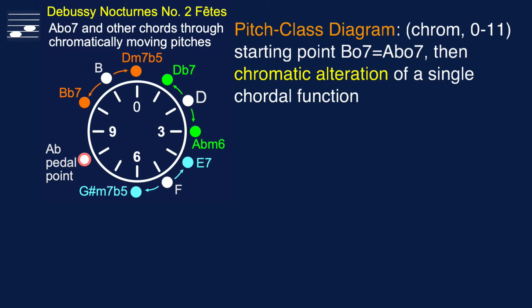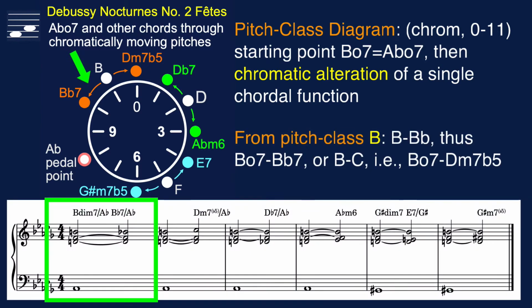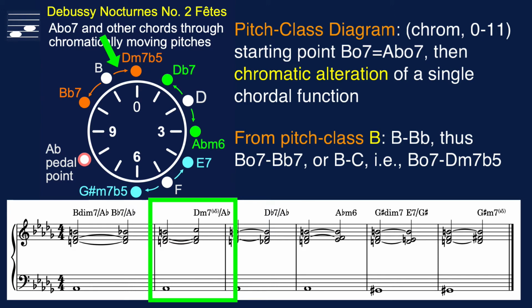The white circles are the 4 pitches in the A-flat diminished 7th chord. We hold the A-flat pedal point pitch fixed and then alter each of the 3 other chordal functions chromatically, descending or ascending, which yields 6 more chords. We start by lowering the pitch B natural to B flat, which yields the B flat dominant 7th chord. Raising that pitch to C natural leads to the D half diminished chord.